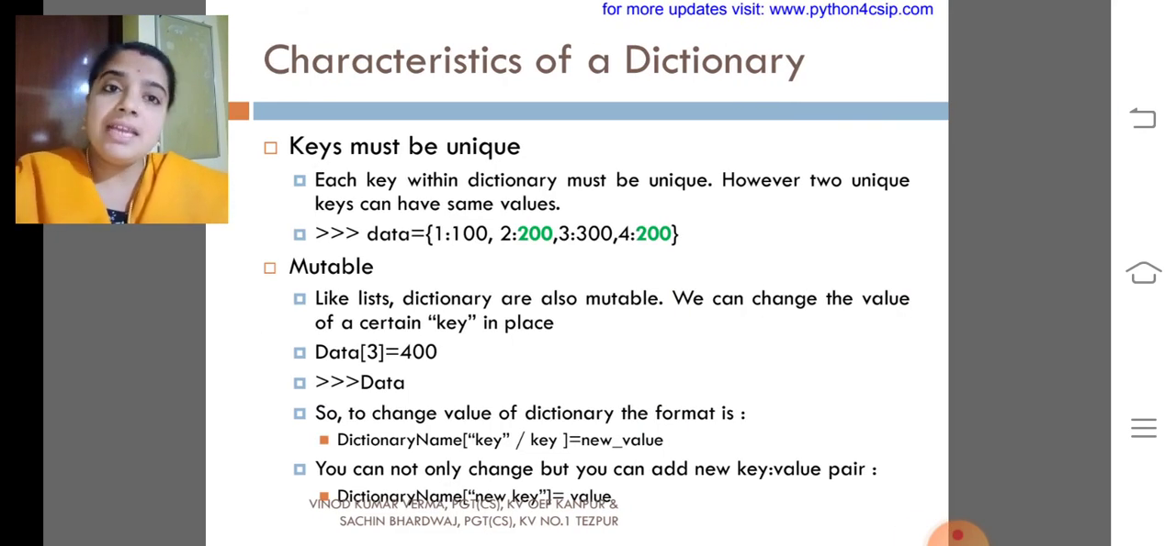Then keys must be unique. The dictionary is a mutable data type, where the keys in the dictionary are of an immutable data type.